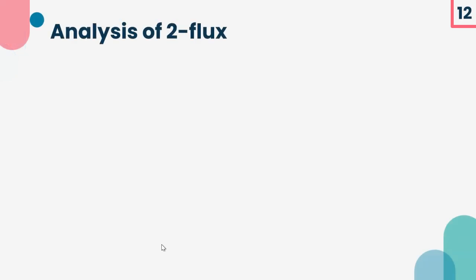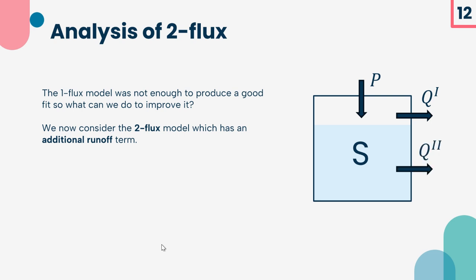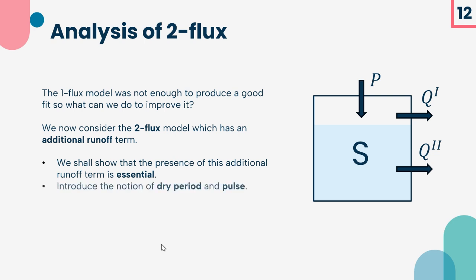So we go on to a two-flux model. What we do is add an additional runoff term. Imagine you have your bucket and you drill a hole closer to the bottom, and that's another output from the bucket. The presence of this additional term is essential to provide a good fit. And to do this, we're going to introduce the notion of a dry period and a pulse.